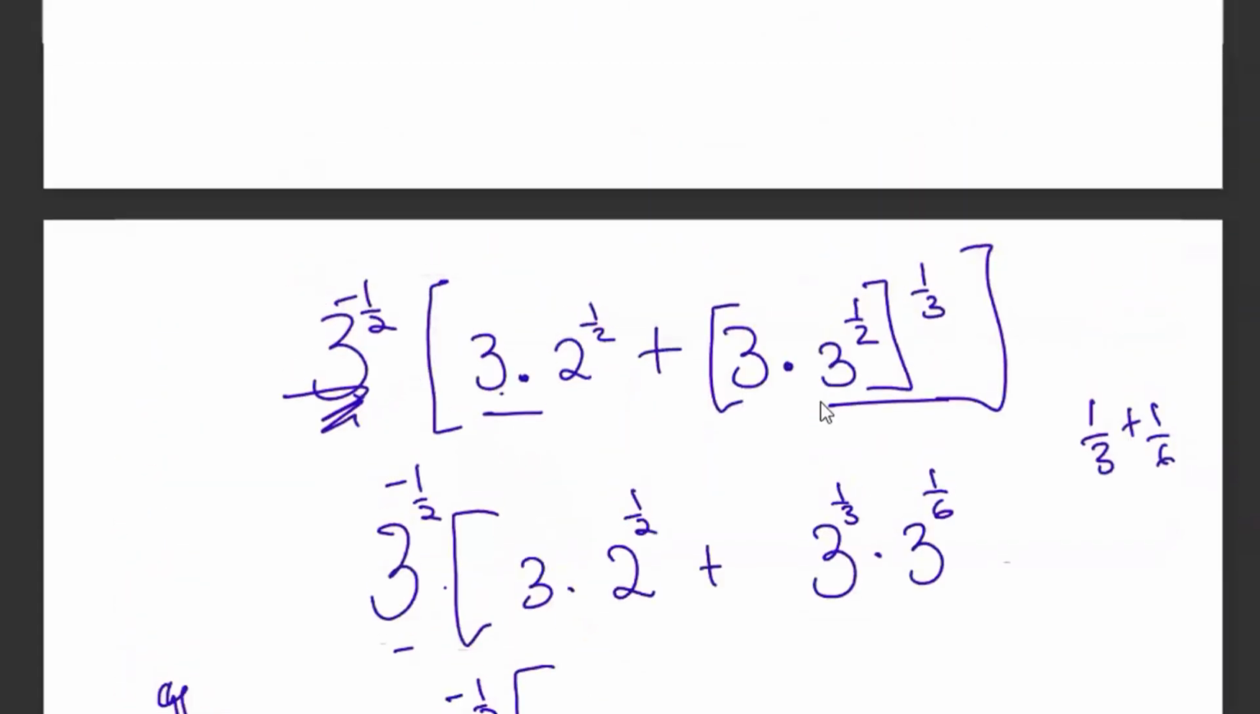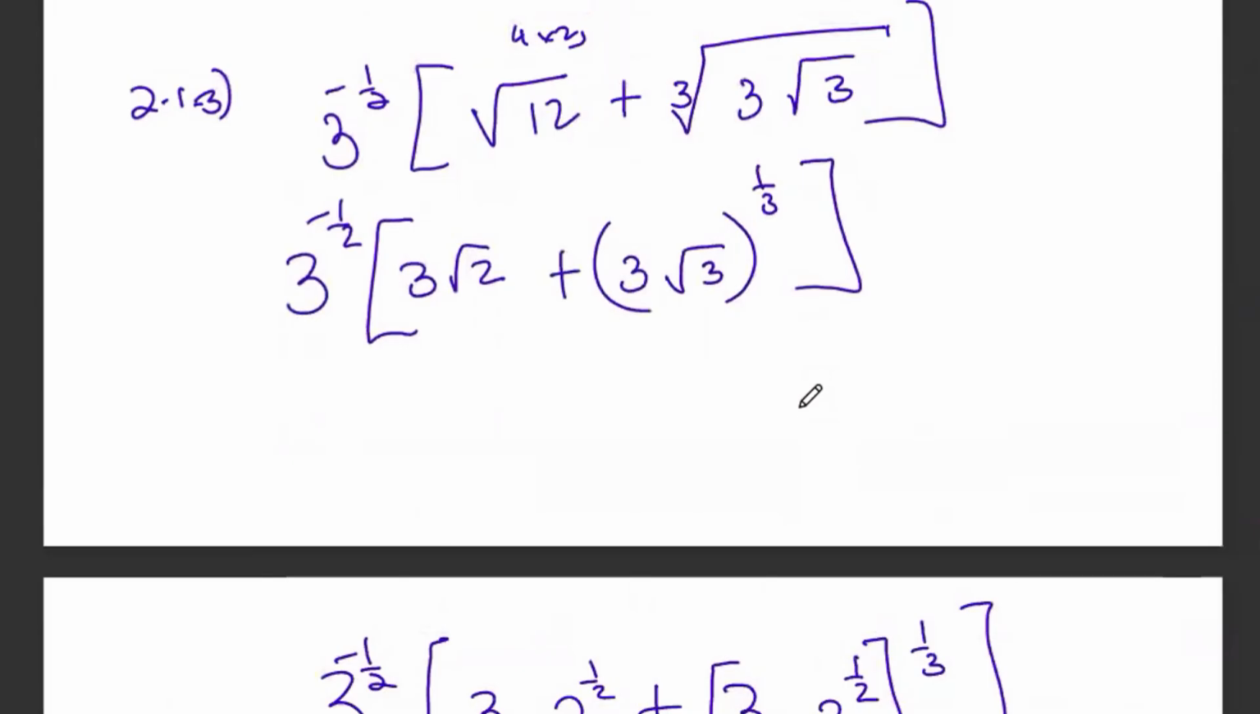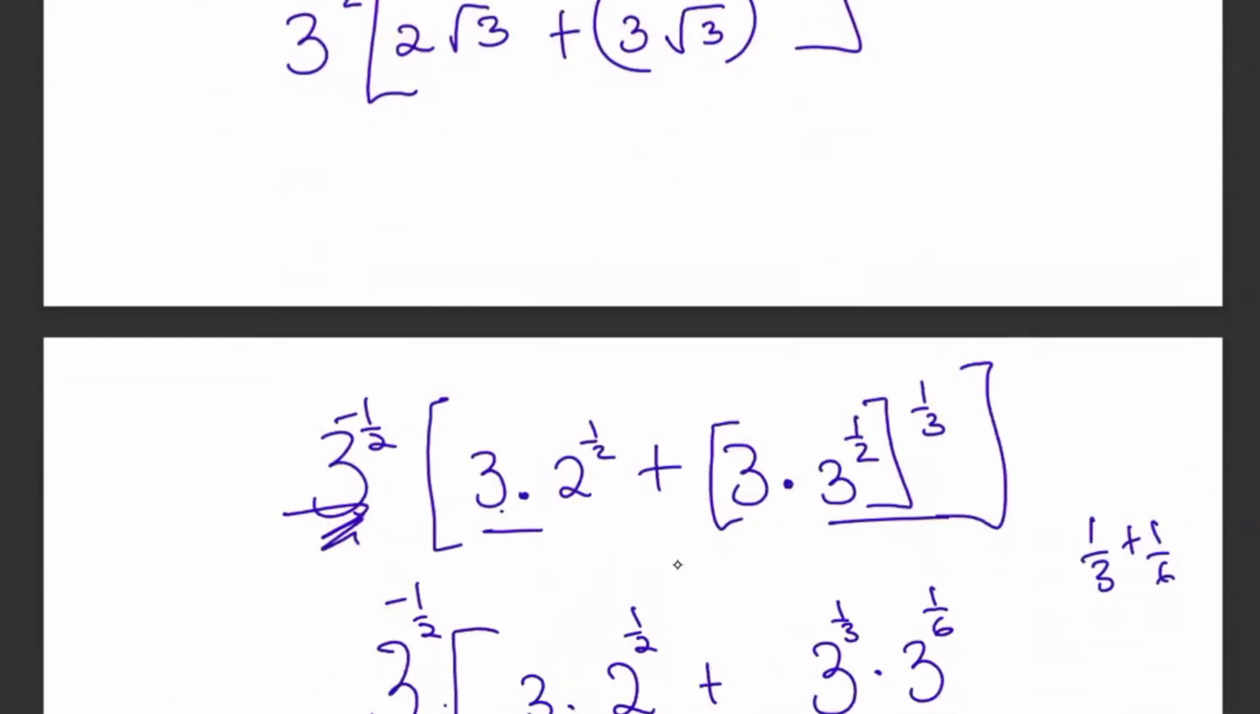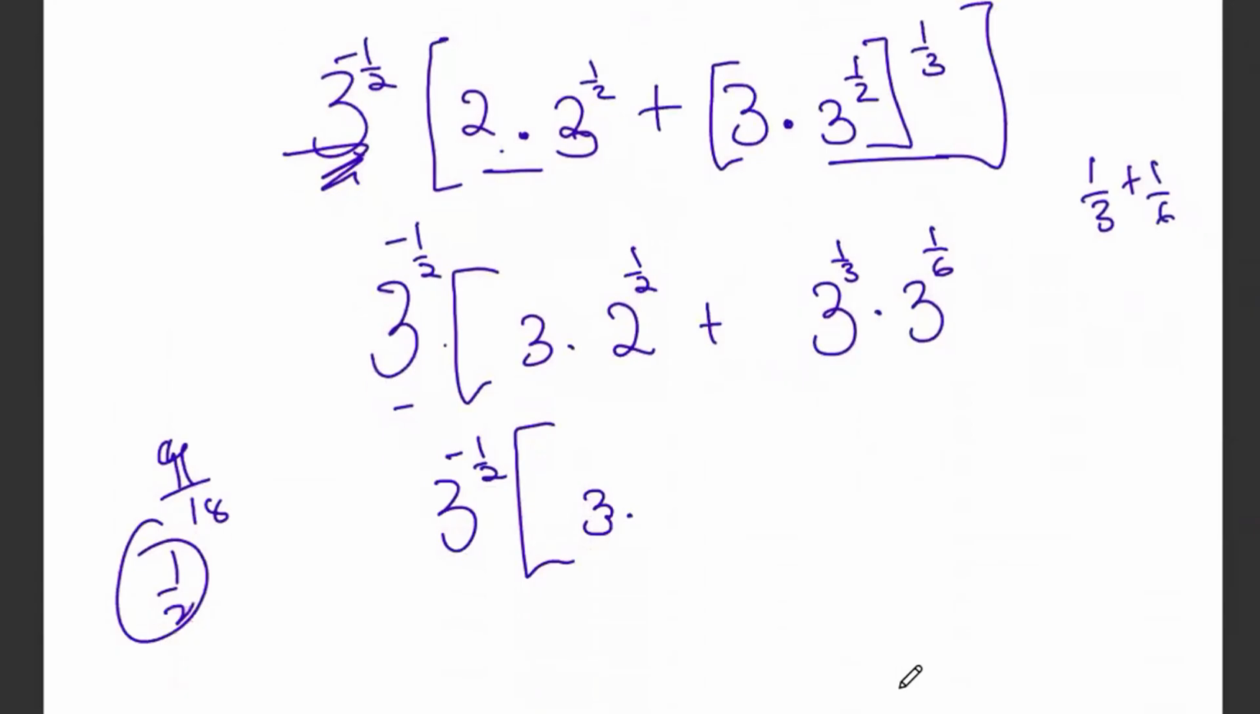Wait, is it my problem? Yes, it's my problem, because we say this is 2 root 3. So meaning this is a 3, and then this is a 2. Yes. Saying this is a 3, and then this is a 2.